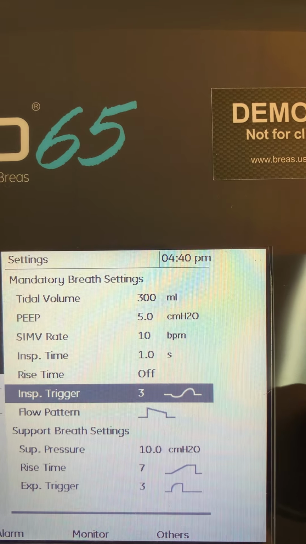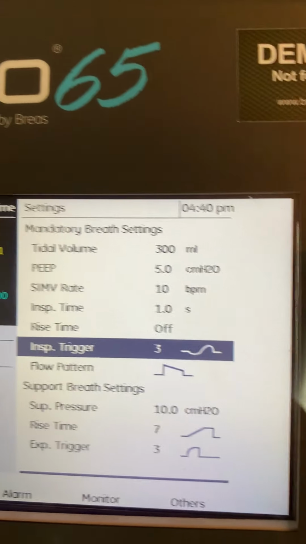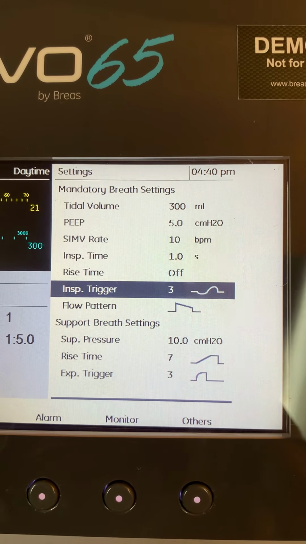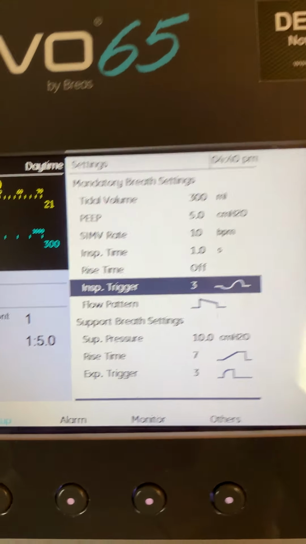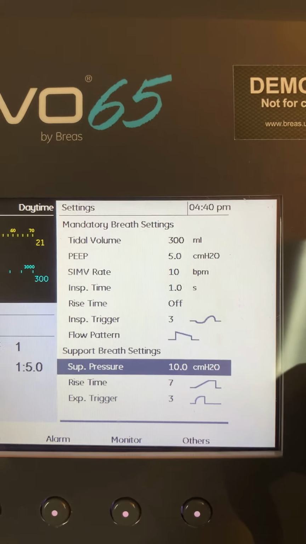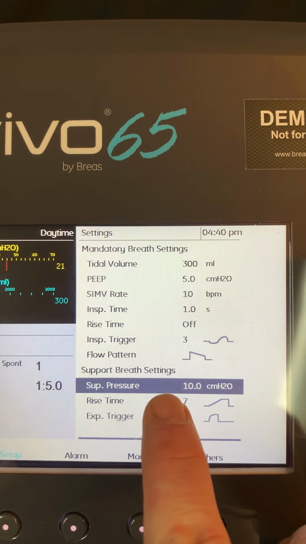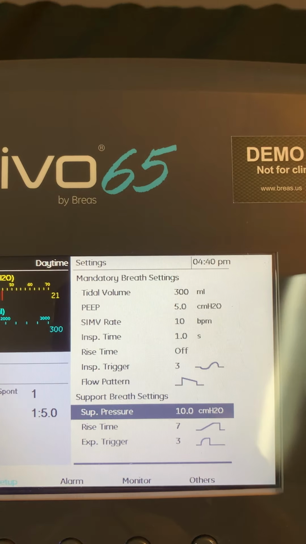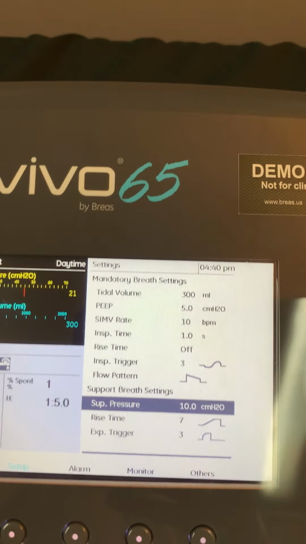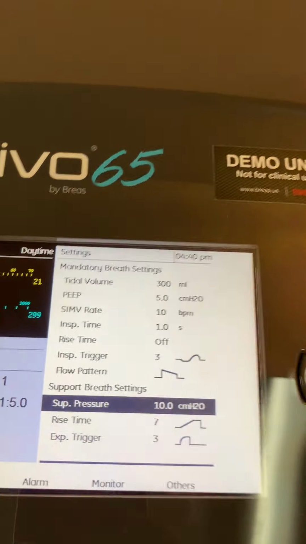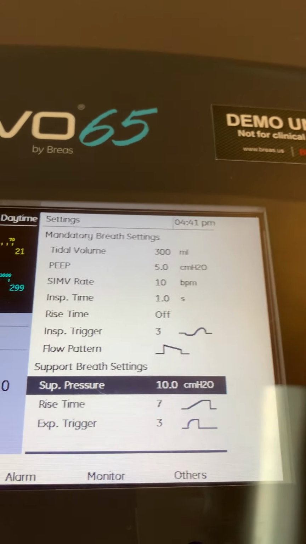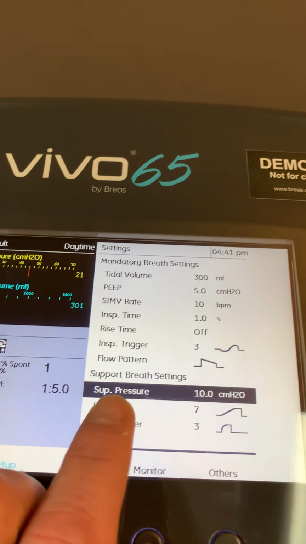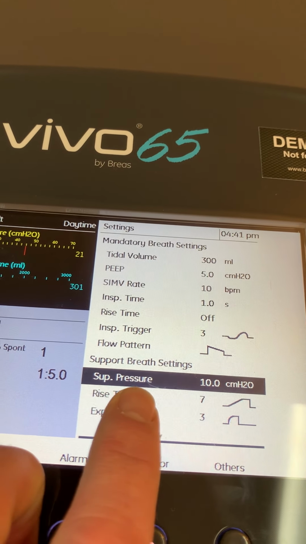Okay, but as you can see by manipulating that inspiratory trigger, a setting of 1 is going to be more sensitive, and then a setting towards 9 is going to be less sensitive. Something else that is important to know when you're talking about a support pressure, okay, these are your supported breaths. So in SIMV, we're going to be basically setting a pressure support for your spontaneous breaths.